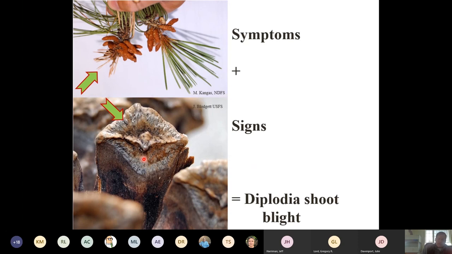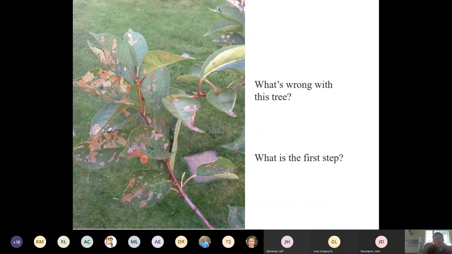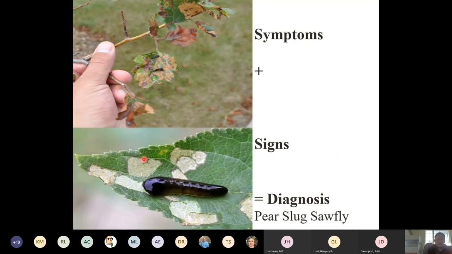And finally, what's wrong with this tree? We identify it. This is some kind of a fruit tree growing in somebody's yard. Obviously, something's eaten on the leaves. It's sporadic. And we take a little bit closer look, we see these small things that almost could be mistaken for bird droppings or something. Take a closer look, and it's pear slug sawfly eating your hawthorn bushes.